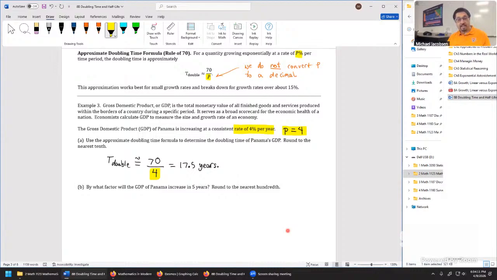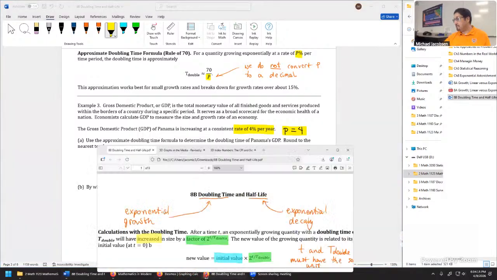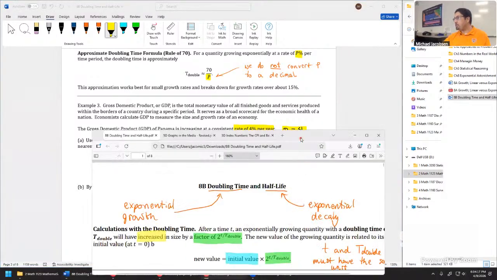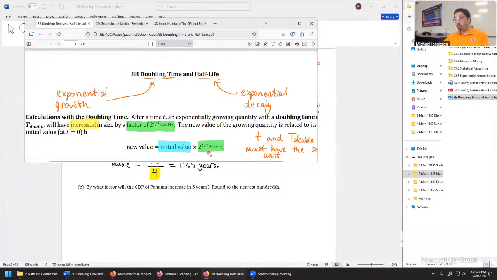Okay, another tricky thing about our set of formulas is that usually it feels like we should be using the entire formula to get a new value out. But plenty of the questions in my lab, so we duplicate them here in the notes, don't even give you an initial value. All we're trying to do is find out the growth factor. So when it says by what factor will the GDP increase, we're just doing this part, the second half of the formula, and nothing else.